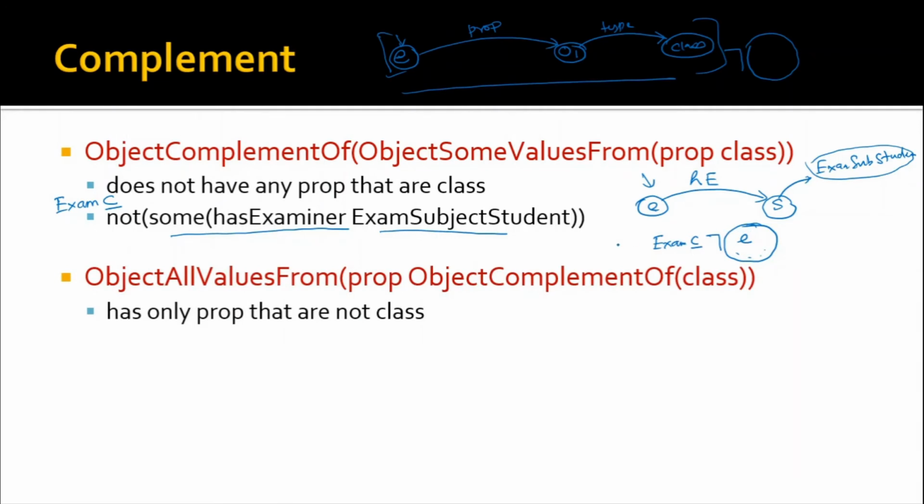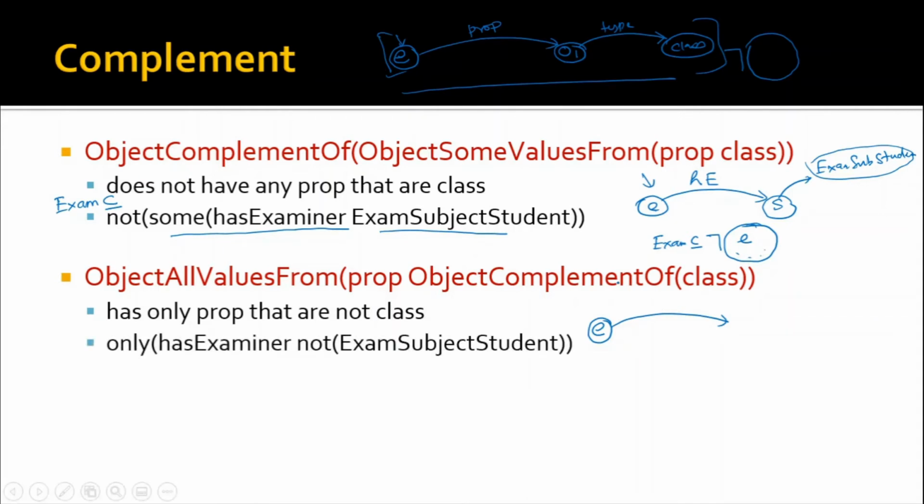Now let us take another combination, which is basically object all values from property, object complement of class. So that says that it has only properties that are not of the class. Now if we try to draw the visualization for this, so E has, say, property, so this P.